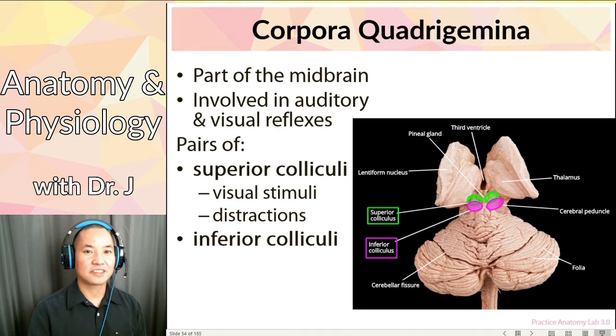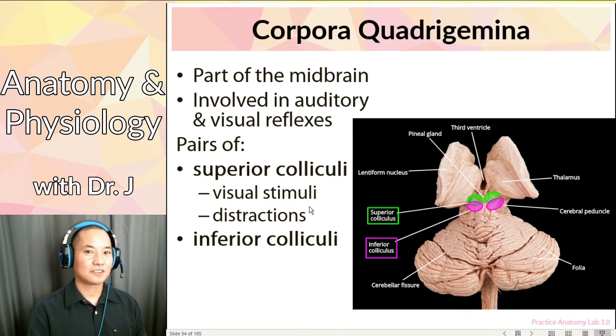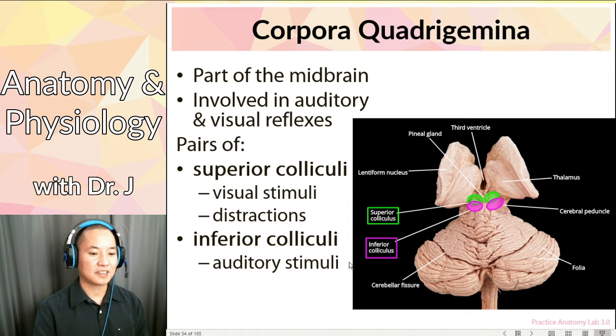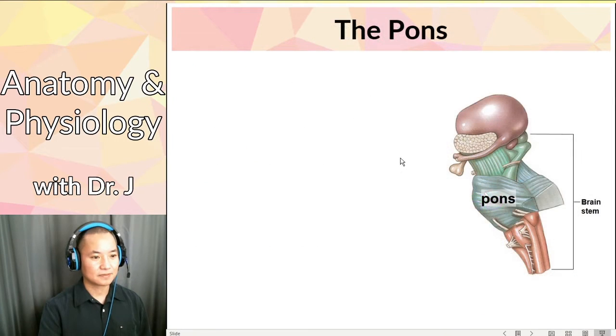So the inferior colliculus, or inferior colliculi, singular colliculus, these are important for recognizing and causing reflexes to auditory stimuli. So we have here two pairs, so 2 times 2 is 4. That's why they're called collectively the corpora quadrigemina.